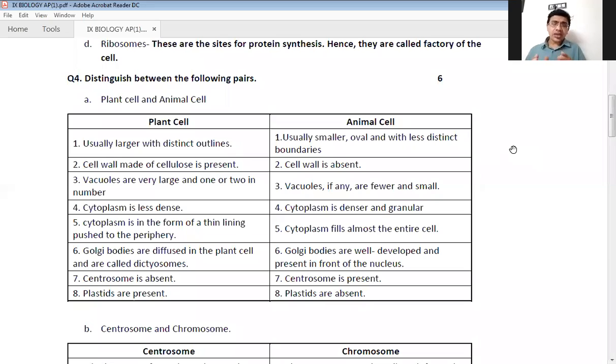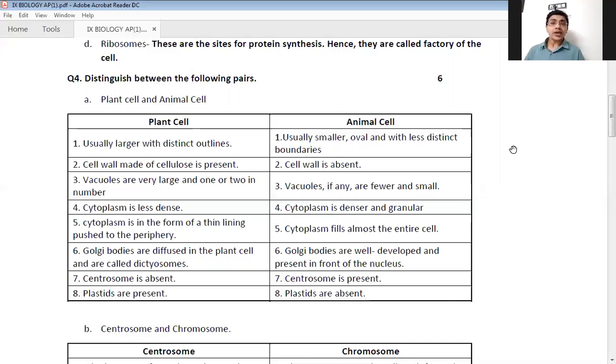Guys, understand one thing. As we know that vacuoles are the largest organelle in plant cell, they occupy a lot of position, and that is why everything else is pushed towards the periphery of the cell, including the cytoplasm. And in animal cell, cytoplasm fills almost the entire cell. Why? Because there are no big or large vacuoles which are going to obstruct the cytoplasm.